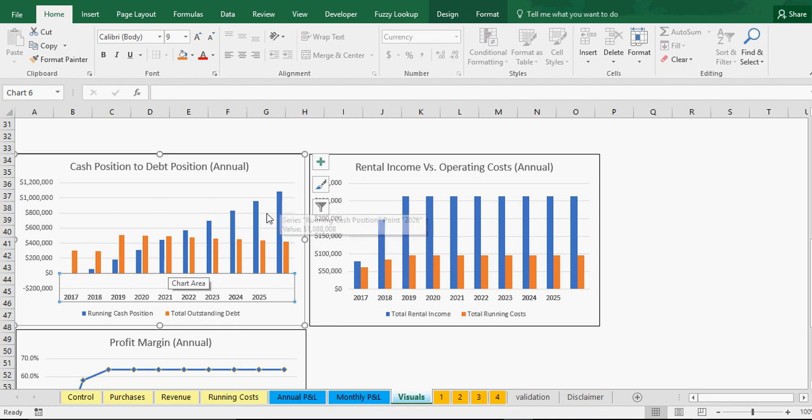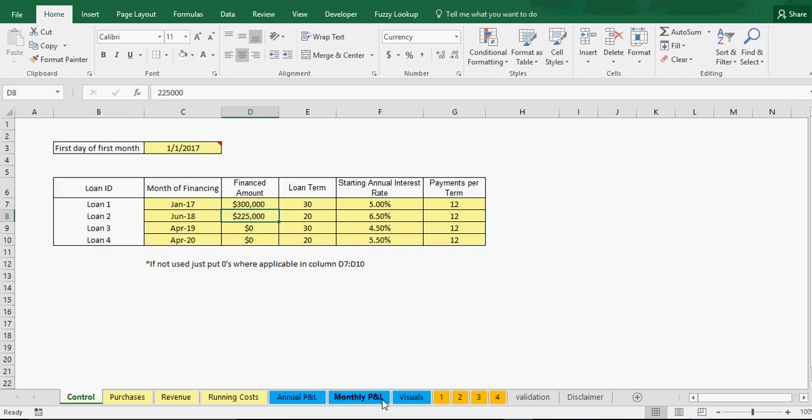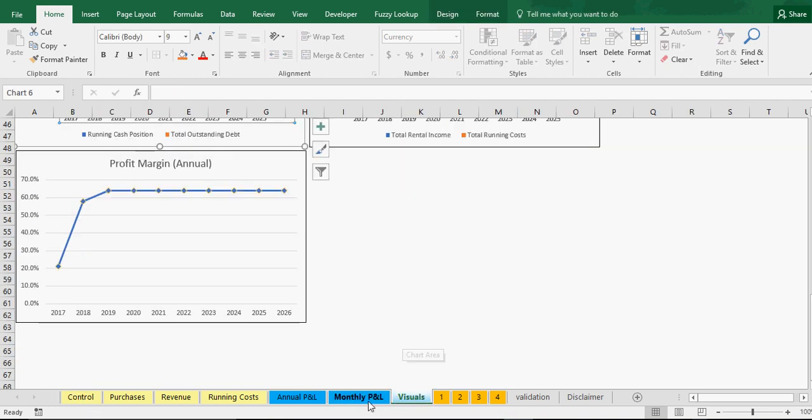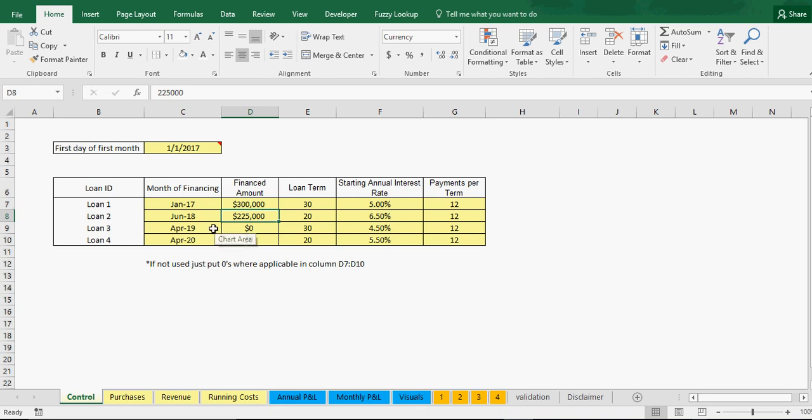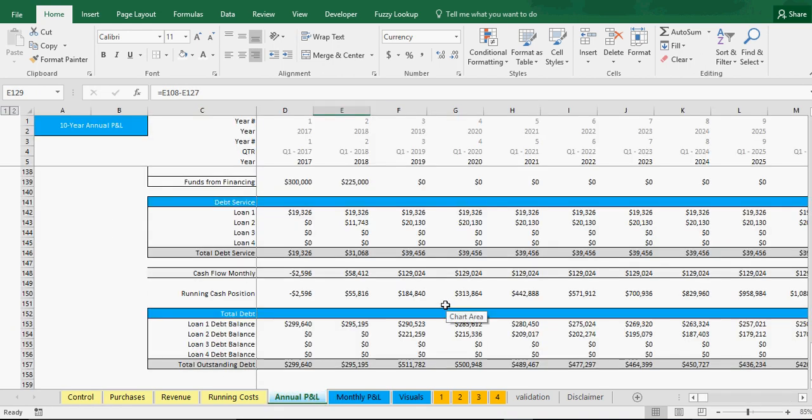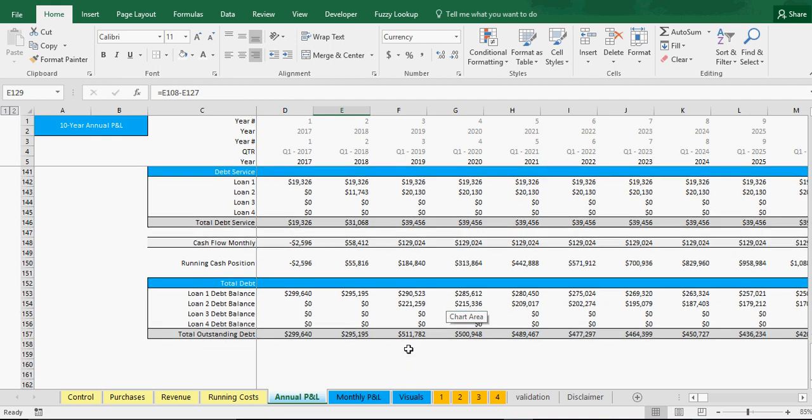The running cash position against the total debt. Now I thought this was interesting. I put total debt position as well. Now why in 2019 is that higher? Trying to see if that makes sense. 2019. That starts in 18. Why is this coming in?